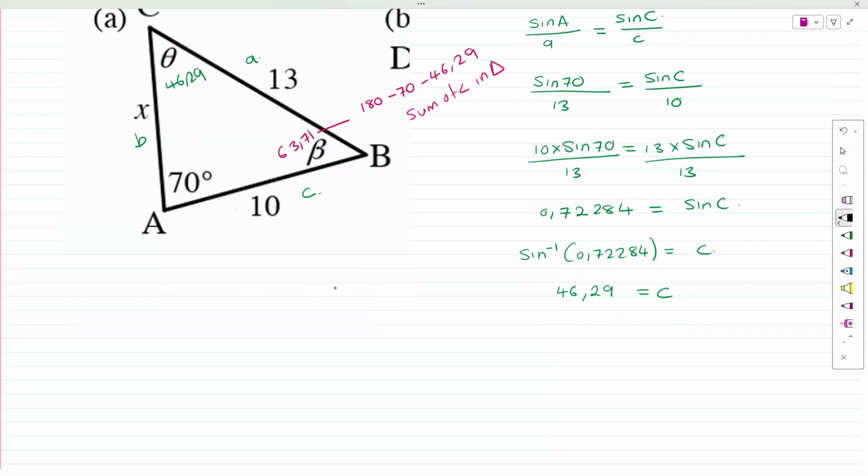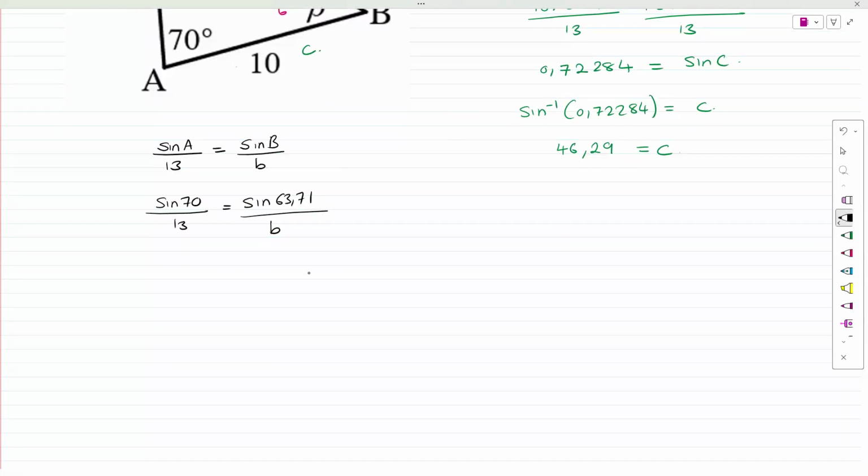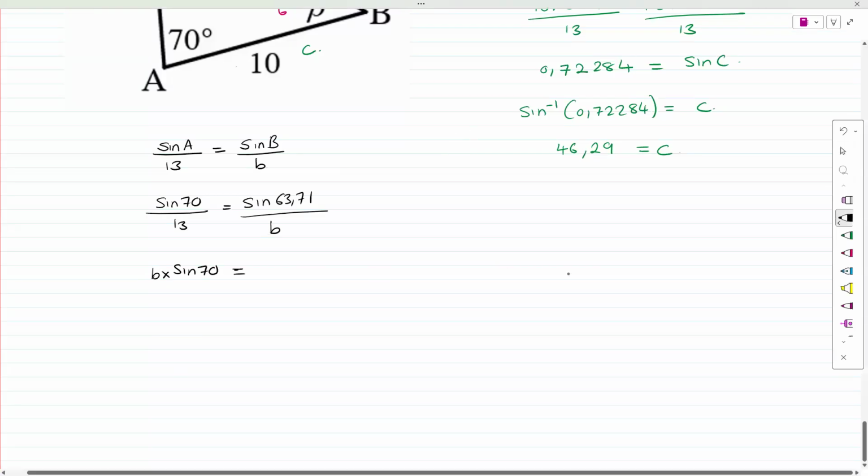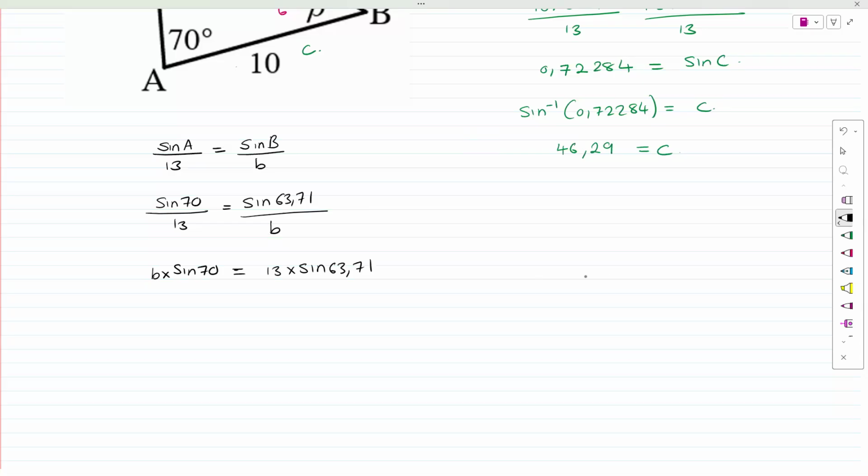We should be able to deal with it because I'm going to deal with sine A over A, which is sine 70 over 13. And that equals sine B over B, which equals sine of 63.71 over B. When we cross multiply, we end up with B times sine 70, which equals 13 multiplied by sine 63.71. And then B equals this side.